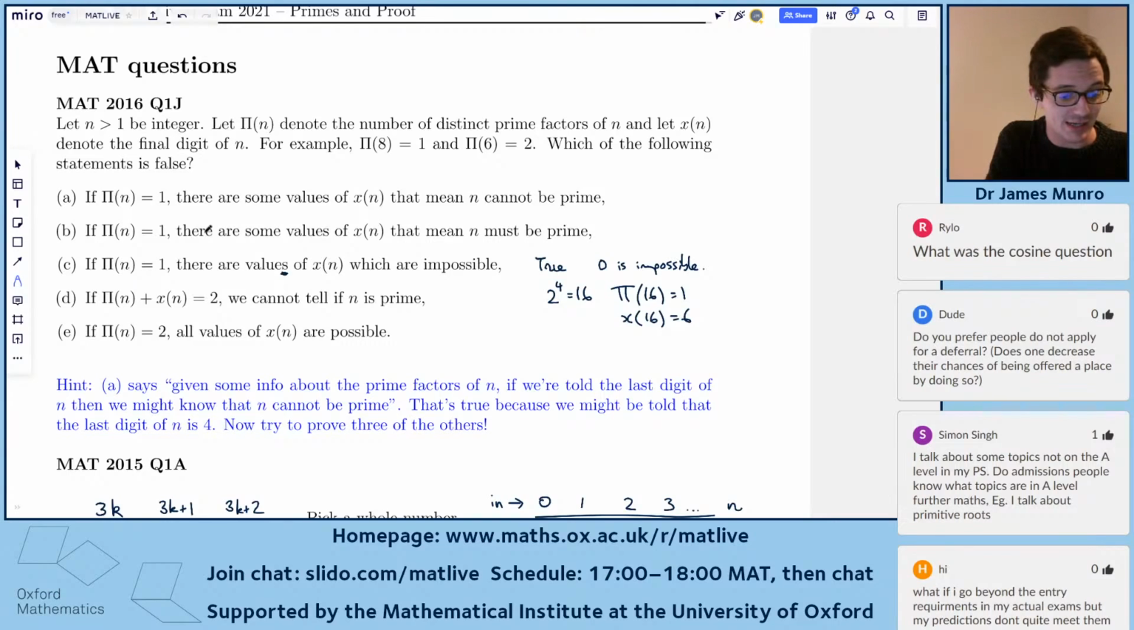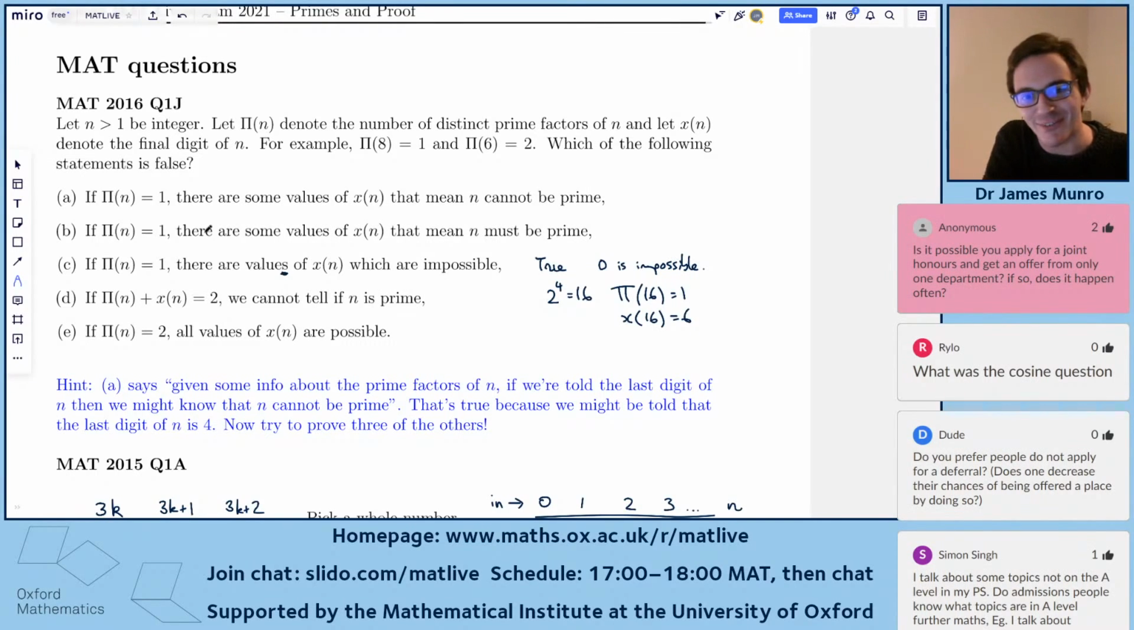Entry requirements again. If you apply for joint honours and get an offer from only one department, this is possible. It's very rare. Most people have applied for the course that they want to study. It's not impossible. We do it in the maths and computer science world. I'd say maybe one person a year gets an offer for not the course they applied for. One a year maybe, on average, in maths and computer science, which are the courses I interact with the most.